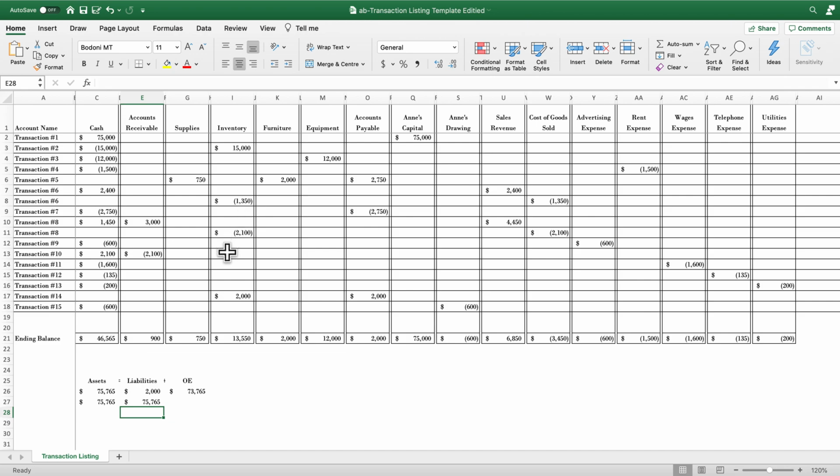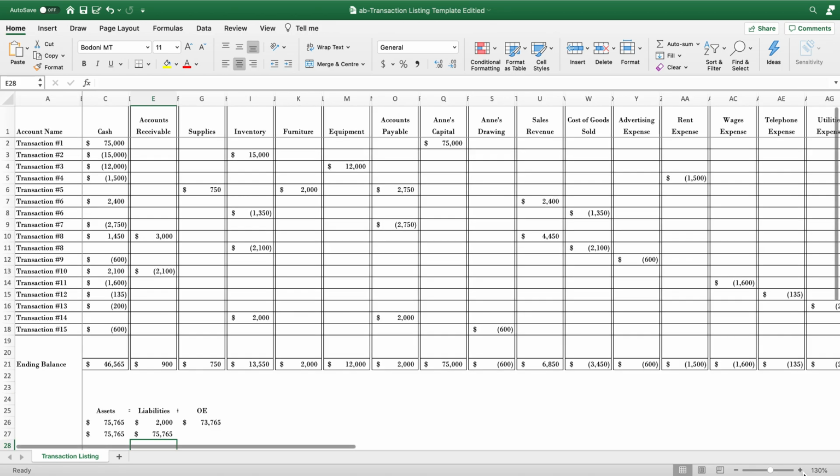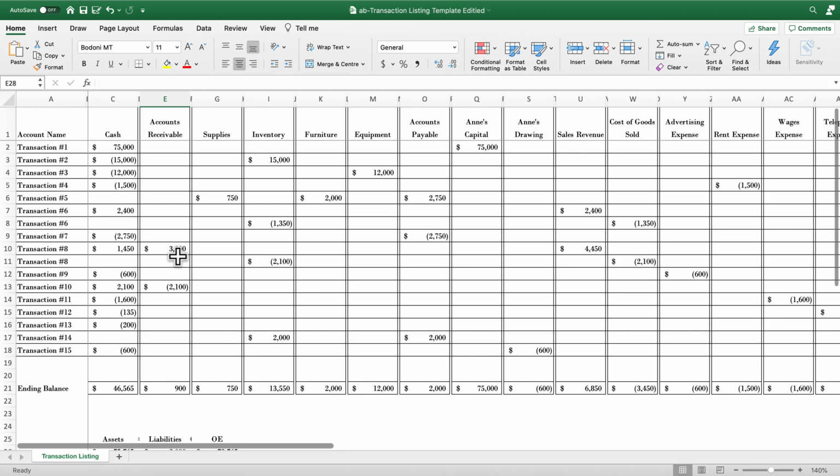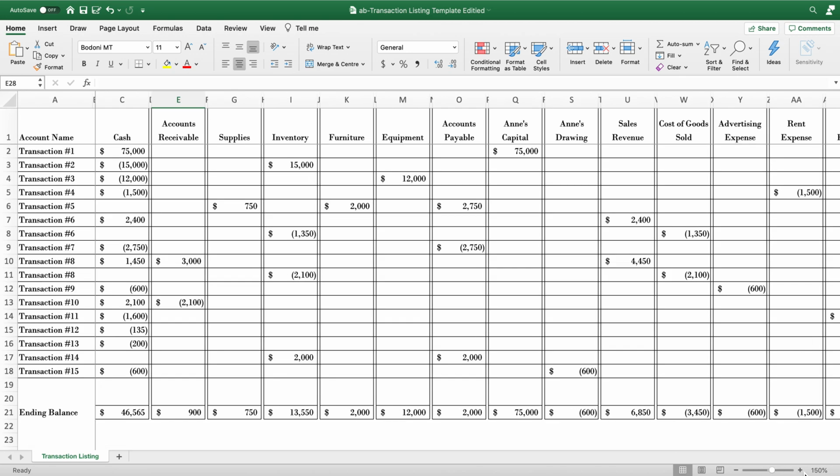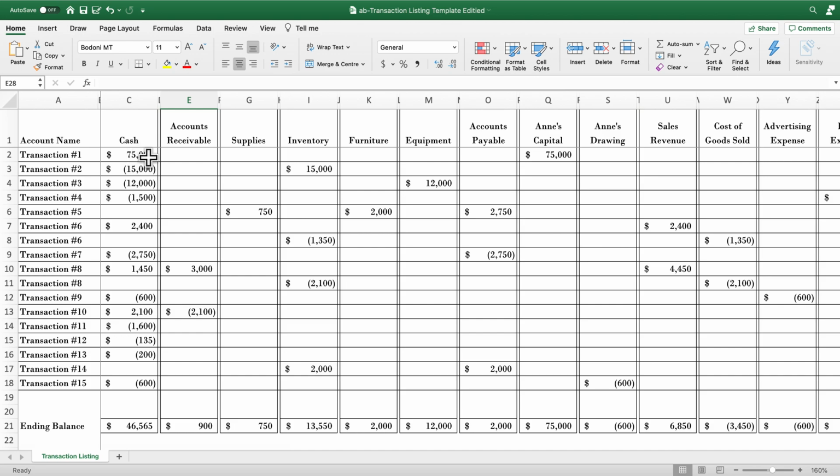So Anne invested $75,000 to open her company. As you can see here, we have a cash deposit of $75,000. So that's increasing the cash account by $75,000. So that's our debit. Now we need a credit, which is Anne's capital of $75,000. So we have a debit, which is our cash account, and our credit, which is Anne's capital account.